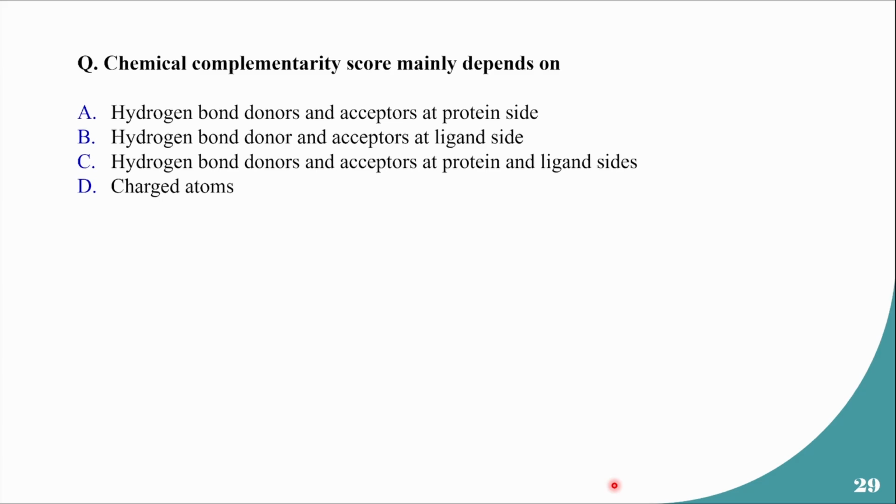So here it is talking about chemical complementarity score. What does it mainly depend on? So could you try to maybe answer in the chat?